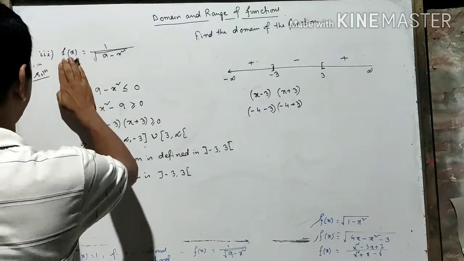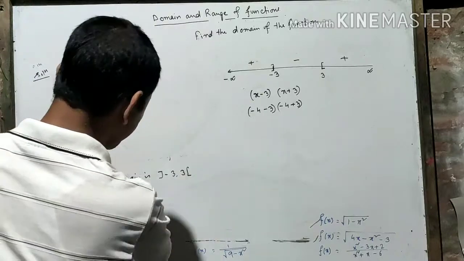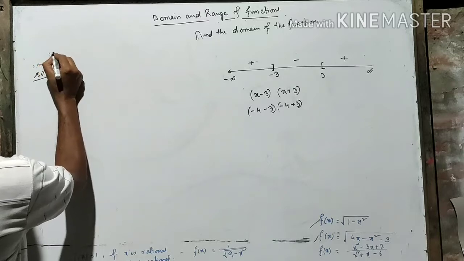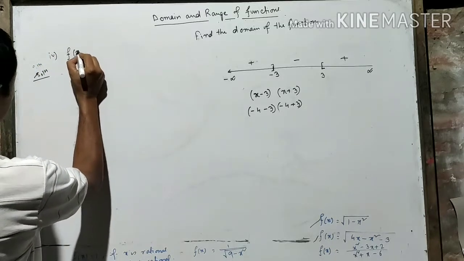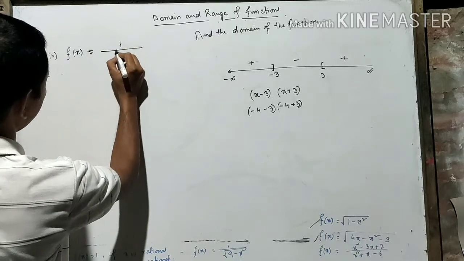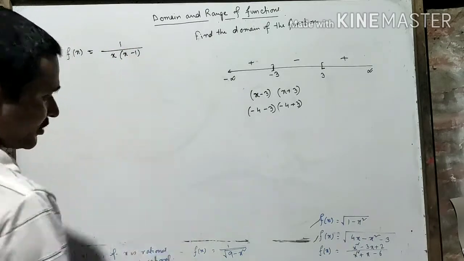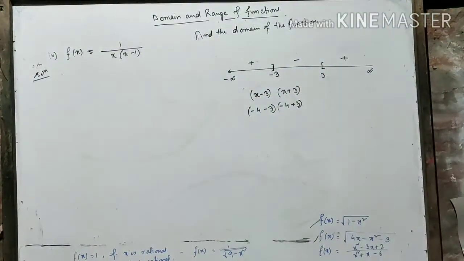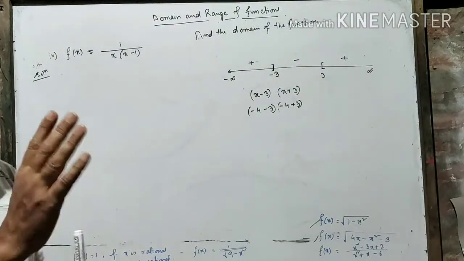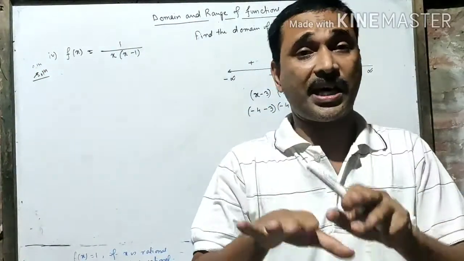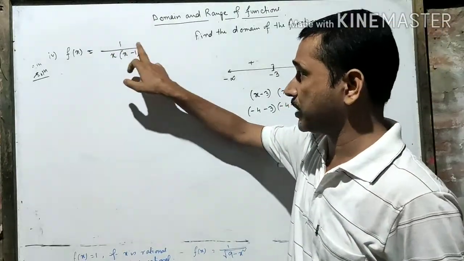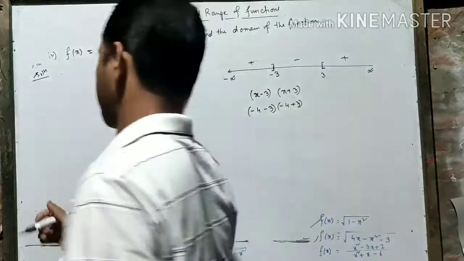Let us take one more example. Number 4, f(x) equal to something over x into x minus 1. So when will the function be undefined? Here there is no radical sign, so the question of negative does not come here, but some quantities are in the denominator. A function becomes undefined when the denominator becomes 0. So this function will be undefined whenever this quantity is 0.